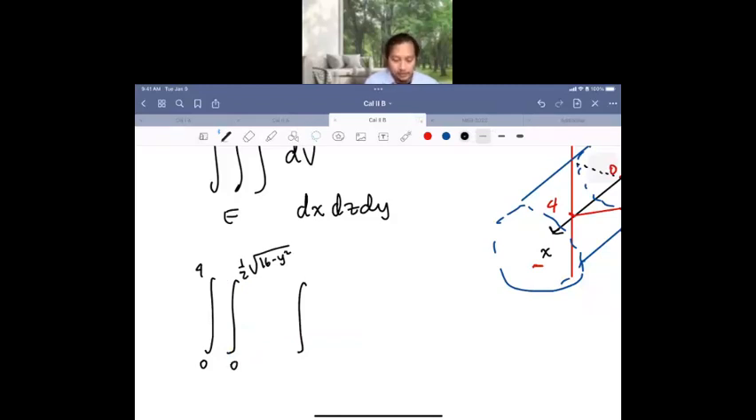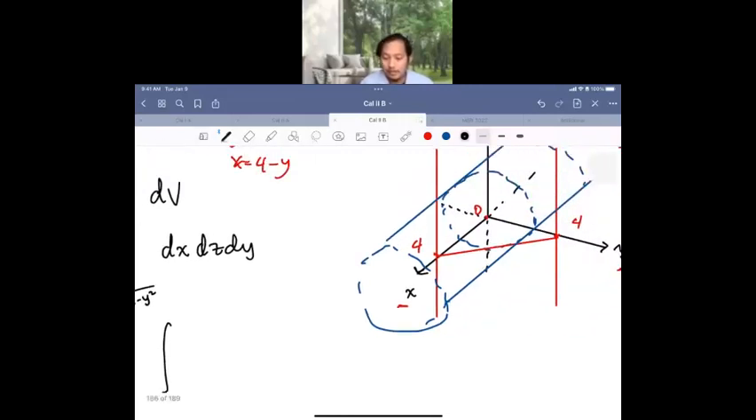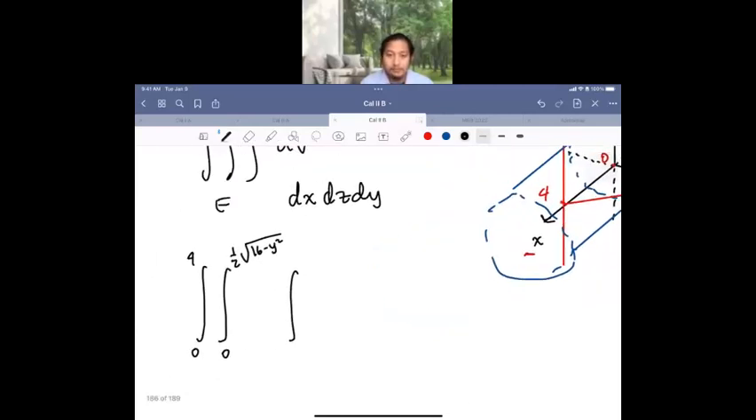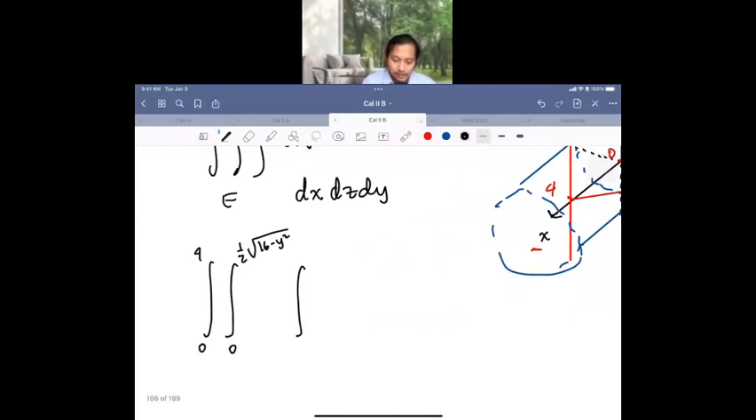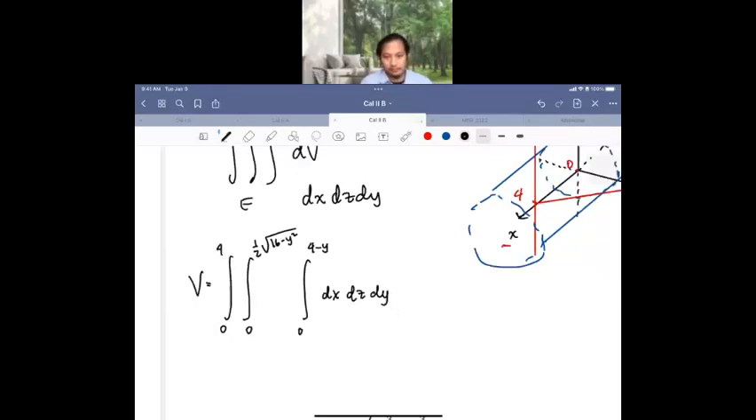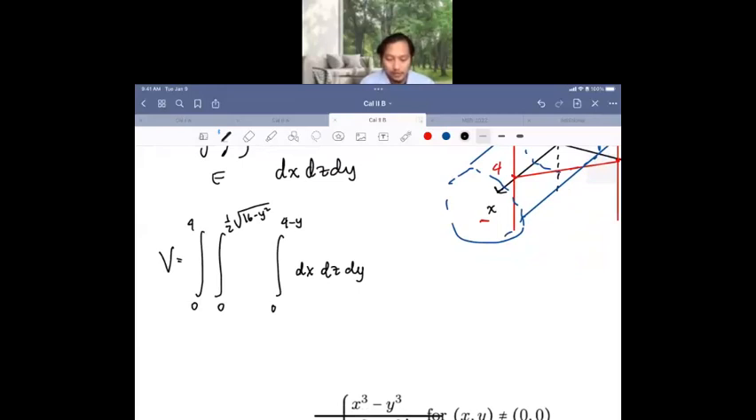And then y from 0, because it's in the first octant, so we just take the first row. And then for dx, it is 0 to 4 minus y. So dx dz dy. Now we could solve the inside.